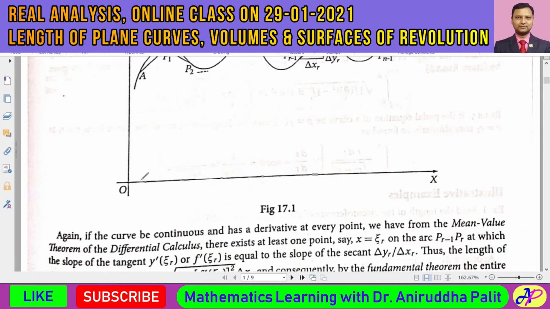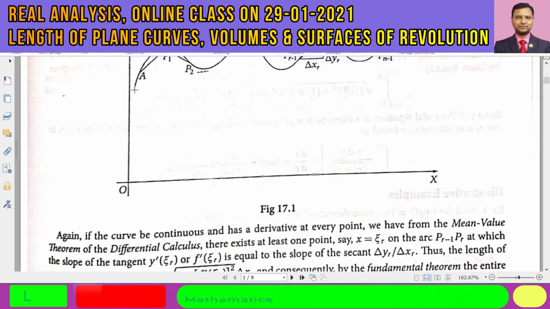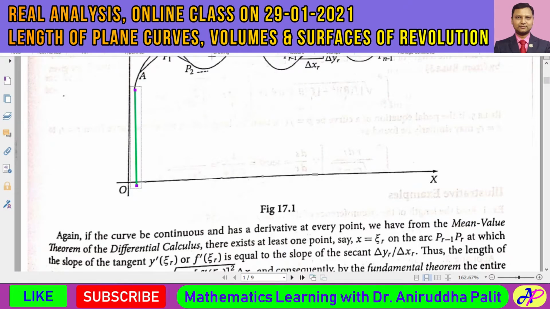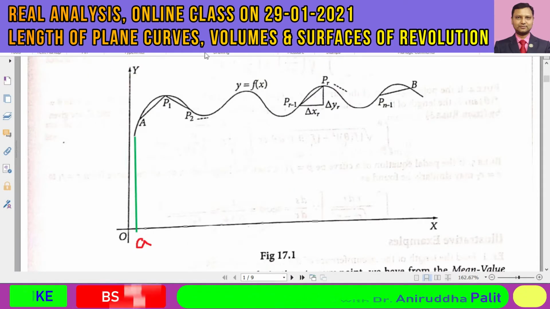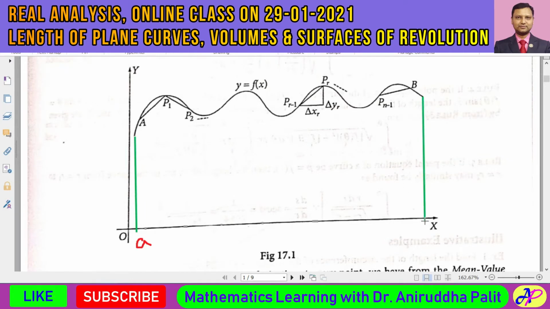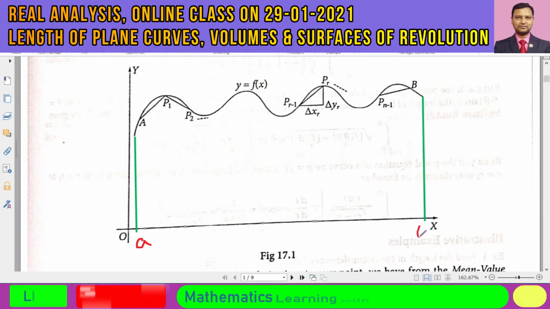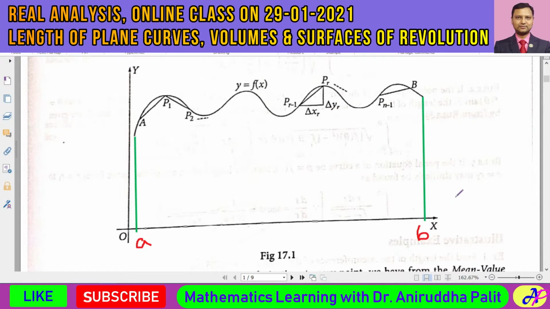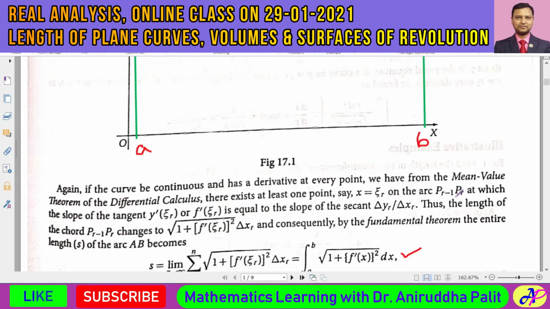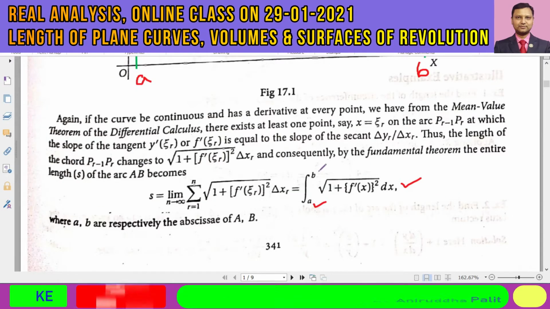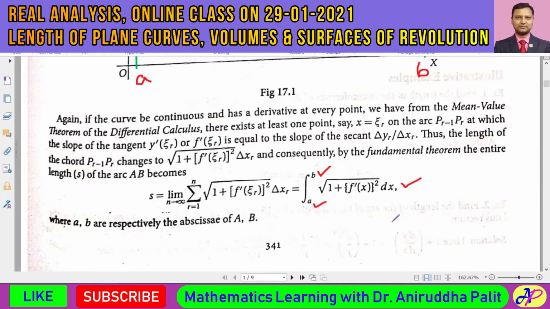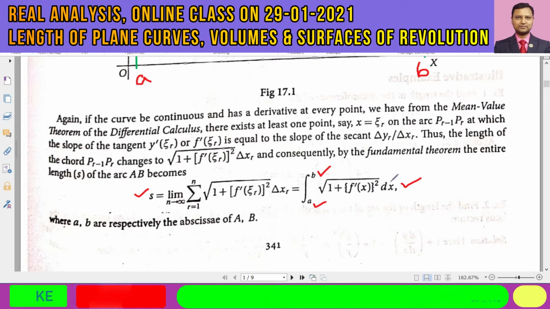Suppose this is the point where x is equal to a, and over here x is equal to b. Then within these two limits, x equal to a to b, we have to find the integral of this expression. That would be equal to the length of the curve between x equal to a and x equal to b. It is the integral of the square root of 1 plus f dash x whole square.